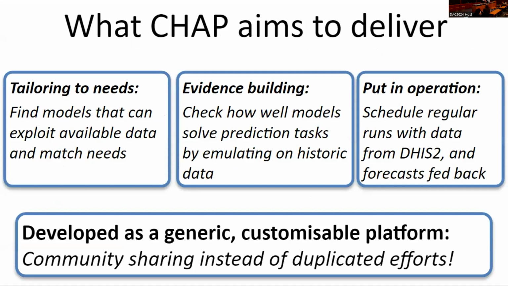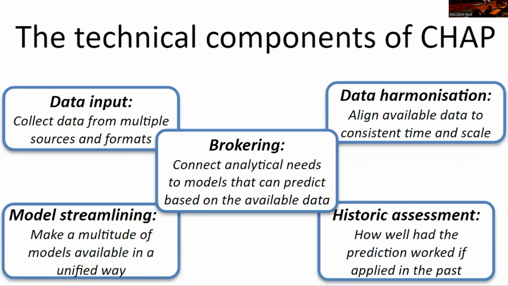So what we aim to deliver, and now I'm selling it a bit as a fish in the water, is actually starting to get a bit up, because Herman will show that we have some things running. So we want to tailor to needs, build evidence, put in operation. It's going to have different components: getting the data into the system through DHIS2, harmonizing the data into health regions, streamlining all these models out there in the literature, putting them in, doing historic assessment to build trust, and having some kind of a brokering system that allows all of this to be connected.